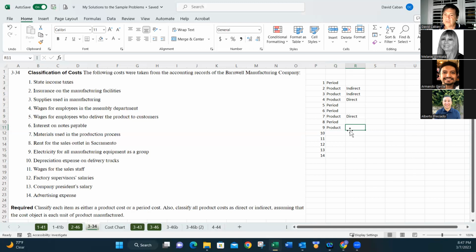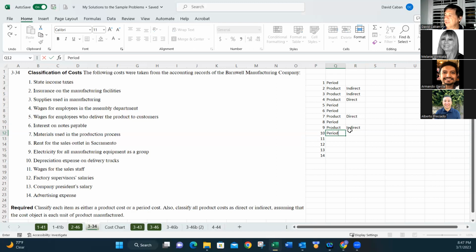Indirect. It's indirect. There's no way we're going to trace it directly, and maybe if you find a boss that's very anal and wants you to directly trace the electricity, I hope none of us have one of those, right? But anyways, it's indirect. Okay. Depreciation expense on delivery trucks. Delivery trucks again. Period. Period, absolutely.